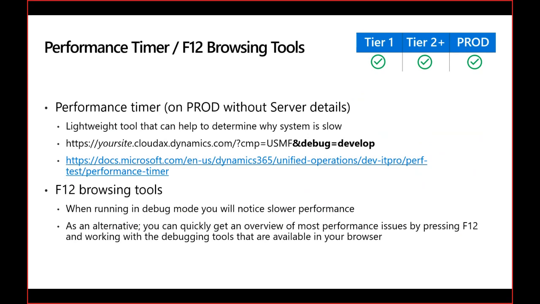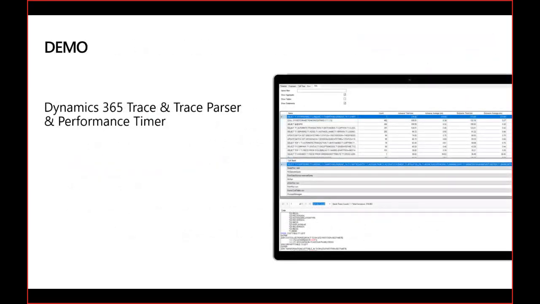The F12 browser tools can also help. If you're running in debug mode, you can still use the F12 browser tools on top of that. It could also give you a good idea of where time is spent and also show the network package speed over the line, for example.